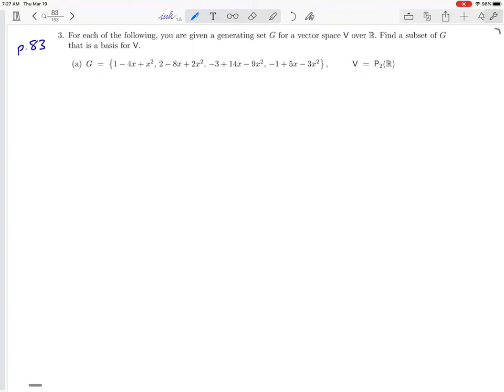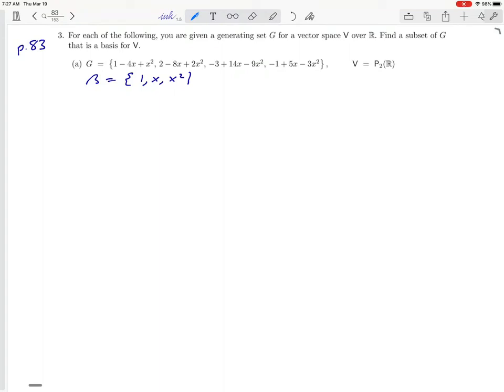What's interesting about this problem is we know how to solve this type of problem if we were in Rn, the vector space of tuples. So the key here is to translate this into a problem about tuples. In this case, that's not terribly difficult to do if we just pick ourselves a nice basis for P2 of R. Let's pick the standard basis: 1, x, and x squared. And we're just going to reinterpret each of the polynomials in G in terms of the coordinates that it would take to build the polynomial.